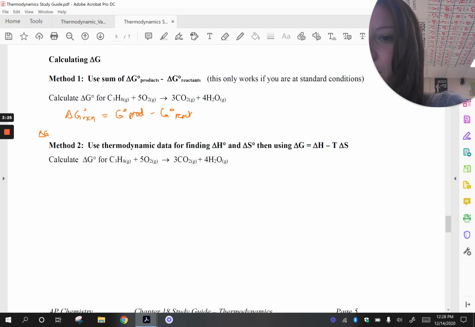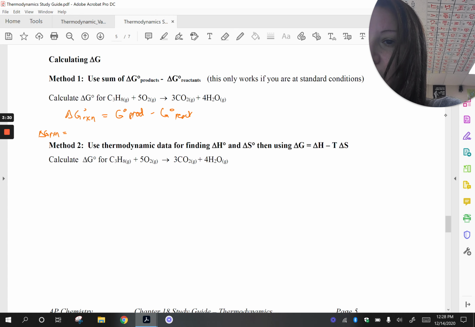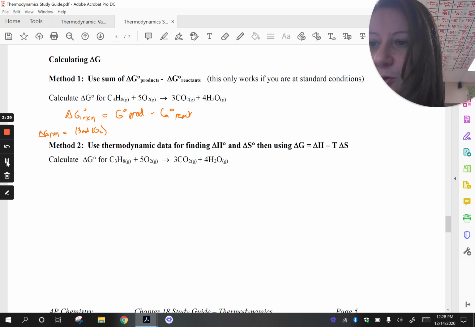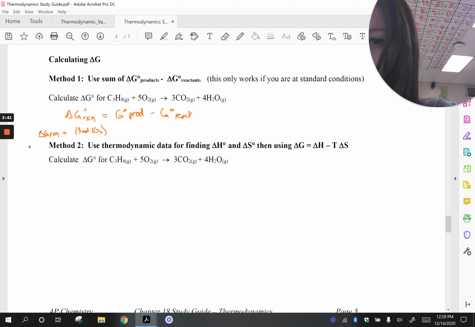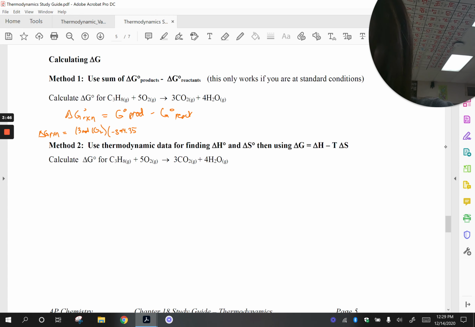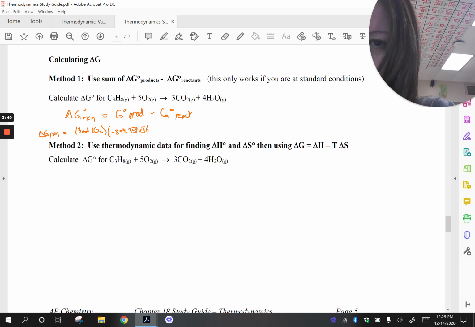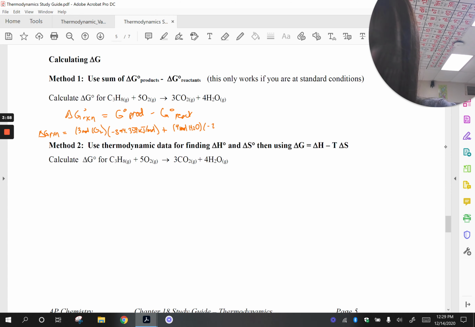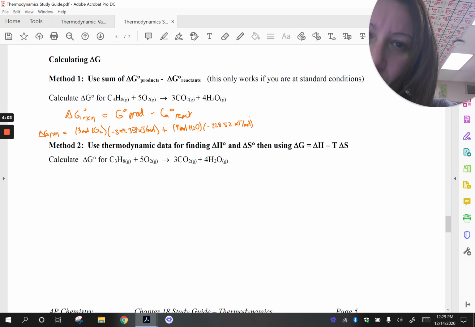I'm going to start with our products here. We have 3 moles of CO2, and let me find my table. The value for CO2 is negative 394.359 kilojoules per mole. And we have 4 moles of H2O. The value for that one is negative 228.52 kilojoules per mole. So those are my products.